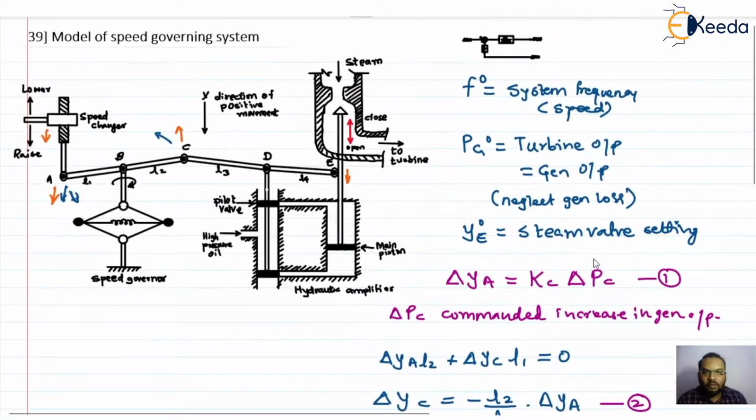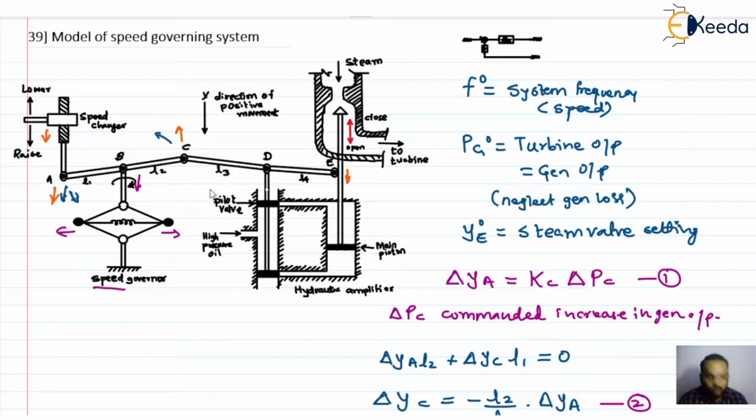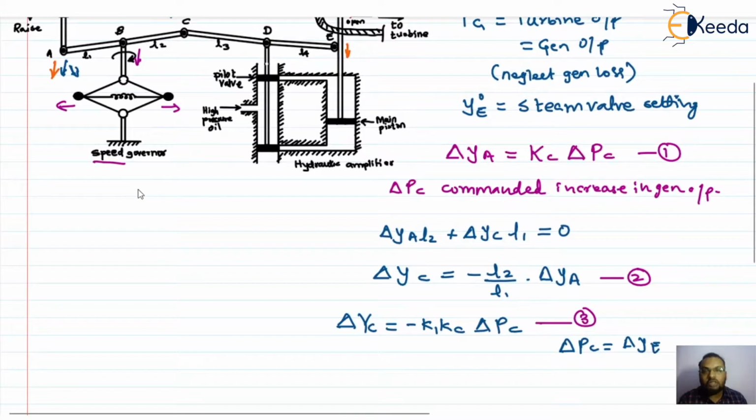Now what happens as the output increases or the speed of the alternator increases? This speed governor is installed at the shaft of the alternator. So as the speed is increasing, this fly ball will move outward. Because of that, the point B on this linkage mechanism will move downward. Why is it moving downward? Because there is an increase in the speed, and so I can say there is an increase in the frequency. So the downward movement of point B is proportional to the change in the frequency.